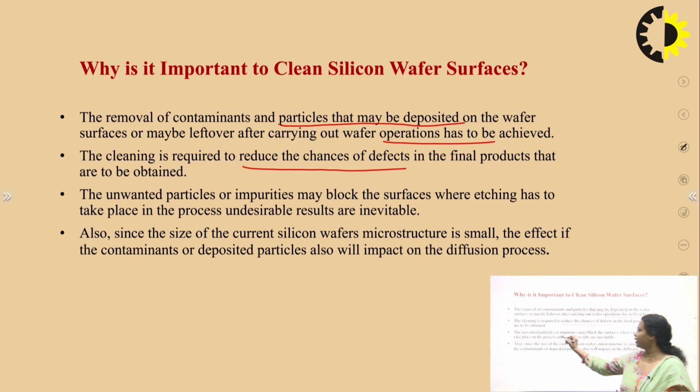Then unwanted particles and impurities may block the surfaces where etching has to take place. Etching already requires some chemicals, so we should have a clean wafer so that components can be formed easily. Also, the size of current silicon wafers' microstructure is small, so the effects of contaminants and deposited particles also impact the diffusion process. So this cleaning process is very important for further component making.